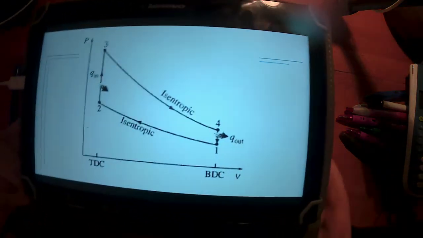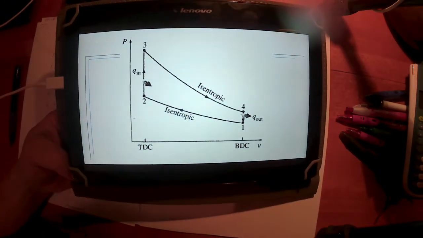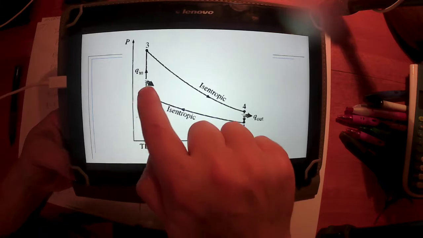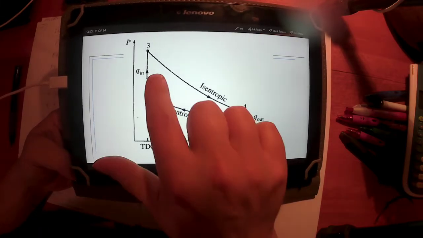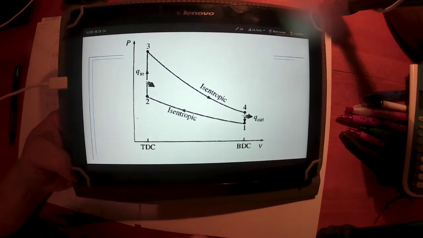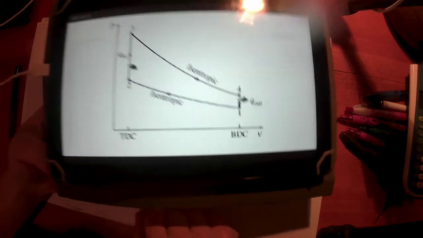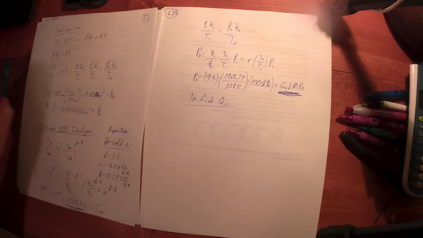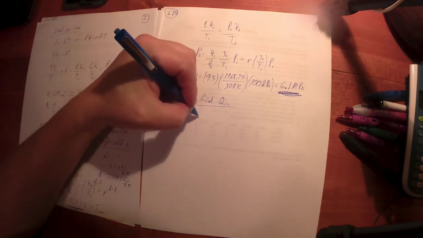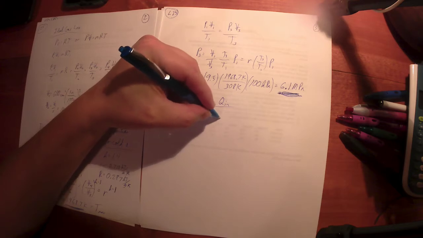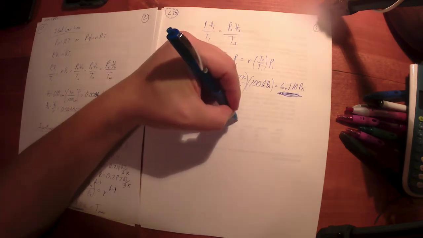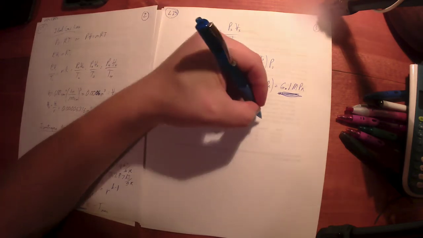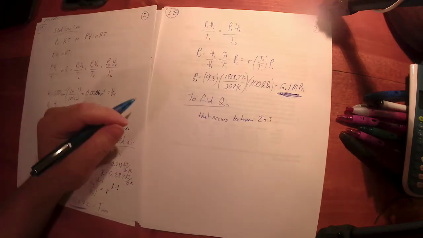We go back to our diagram. It's a nice place to start. Where does the heat in occur? Right here. The heat addition occurs between states 2 and 3. It's a constant volume heat addition. Okay. That occurs between 2 and 3. All right?